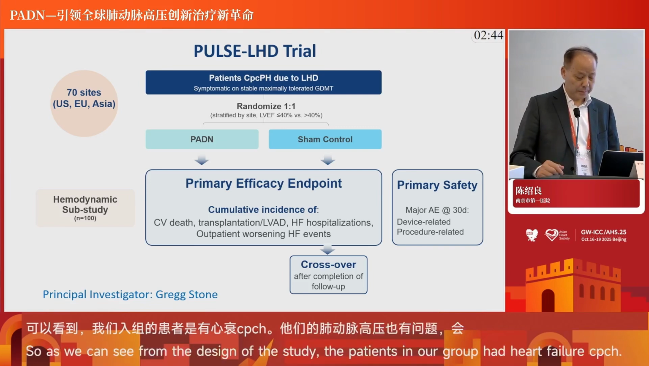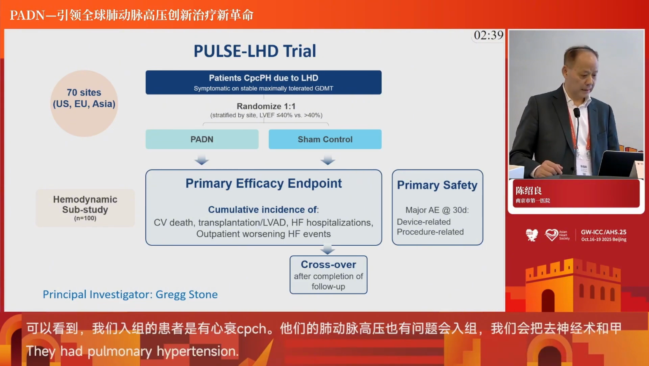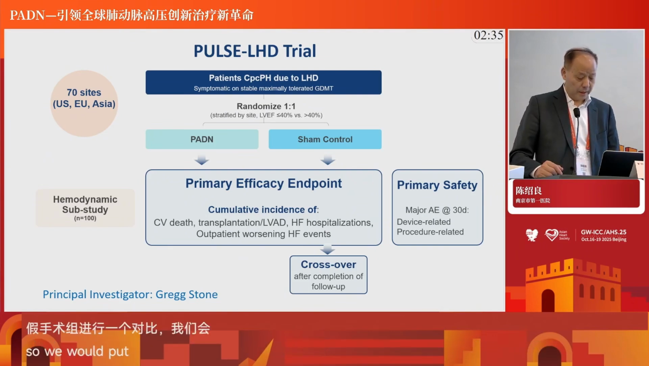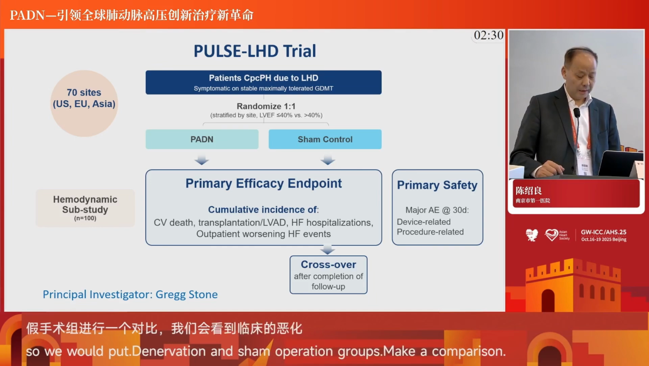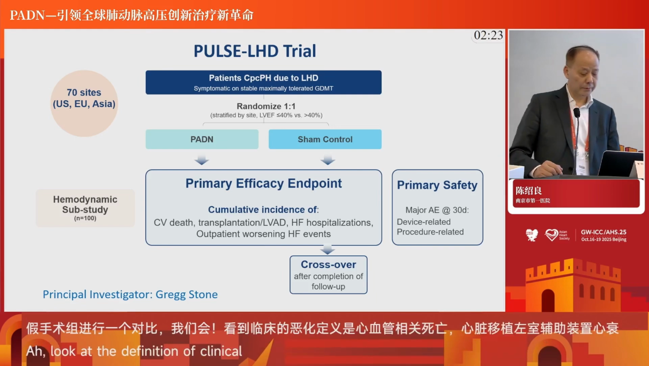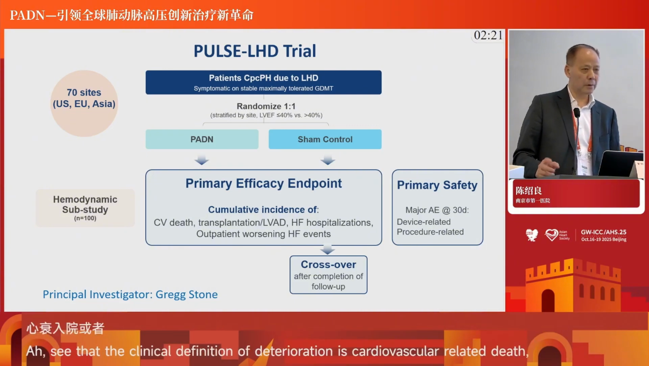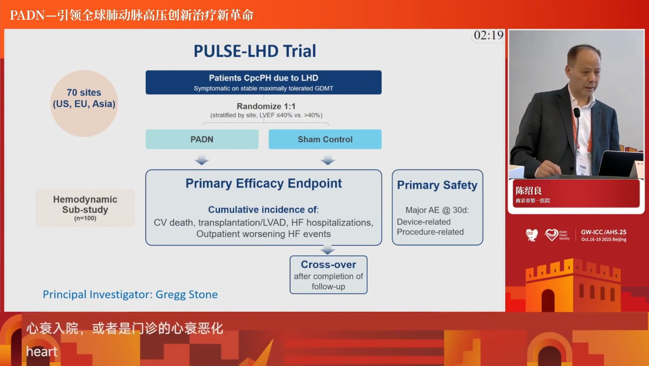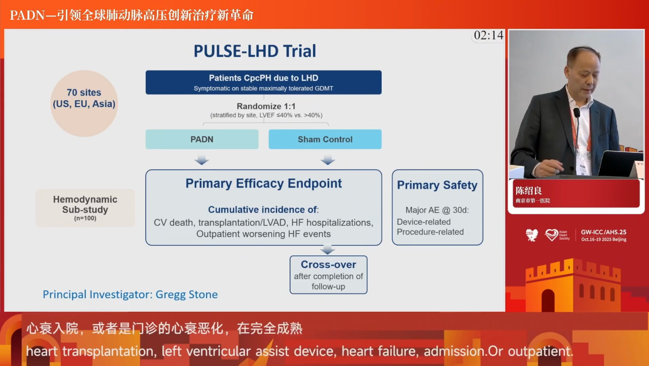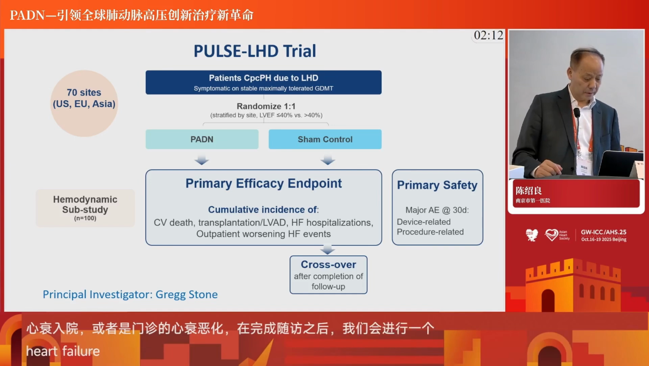The primary endpoint is the cumulative incidence of clinical worsening, defined by cardiovascular death, transplantation, requirement of a left ventricular assist device, and heart failure rehospitalization after patient worsening. After we finish the 1 year clinical follow-up, patients in the sham group could be crossed over to the PADN group. It depends on the patient's clinical status as well as the physician's discretion.